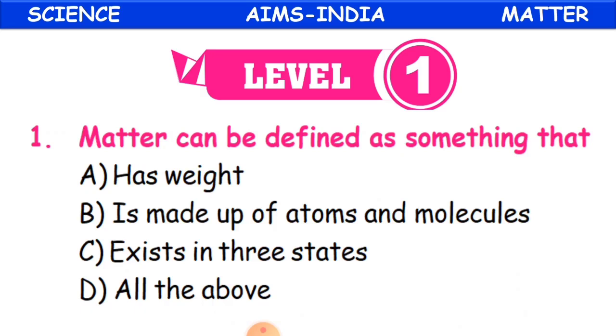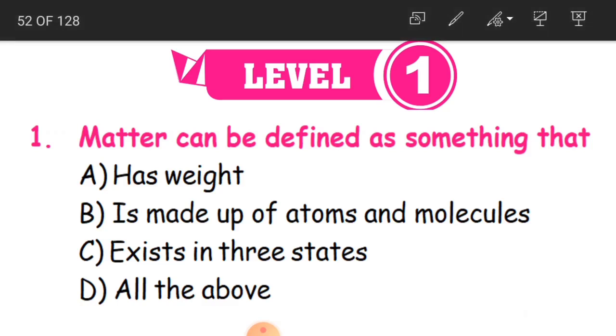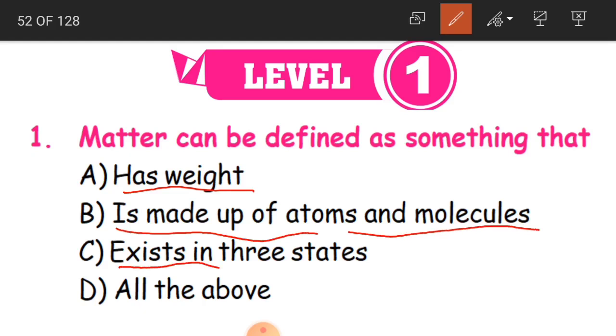First question is, matter can be defined as something that. So matter can be defined as something that, like this is the definition of matter. What does matter have? It has weight. It is made up of atoms and molecules. It exists in 3 states and all the above. So what is the right option children here? D, that is all the above.